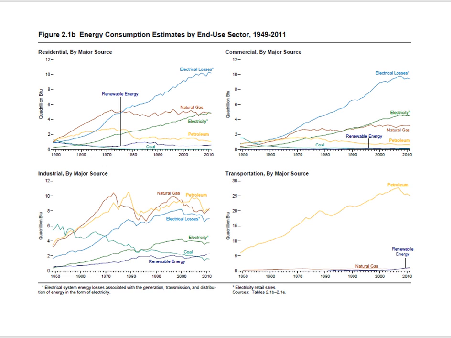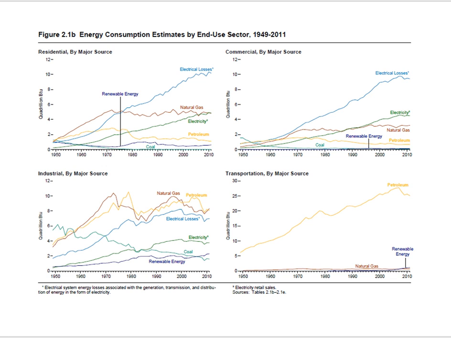Industrial, sort of a mixed bag here. Electricity, coal has gone down, electricity's gone up, losses have gone down, but they seem to have flattened out here. Residential losses have gone up, the slope is positive. Petroleum for industrial, gone up, flattened out, gone down. Natural gas, very similar trajectory.